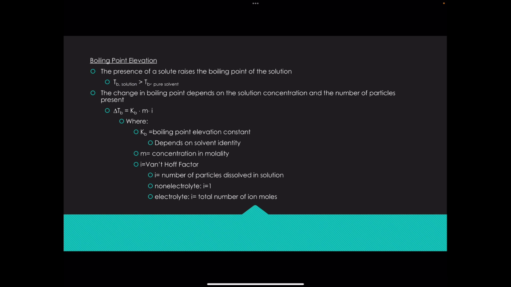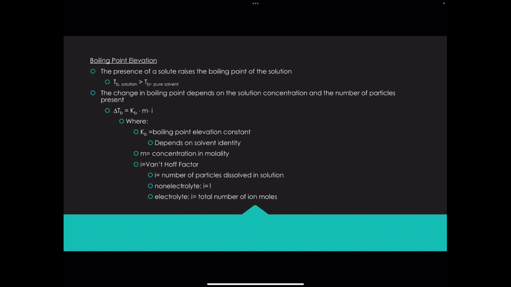Now, our next colligative property we've got is boiling point elevation. So this indicates that the presence of a solute raises the boiling point of a solution. So that means that the boiling point of a solution will always be higher than that of the pure solvent. So if I've got water, water boils at 100 degrees Celsius. If I add sodium chloride or I add some sugar to that water, the boiling point will rise. Now, how much it rises depends on the solution concentration and the number of particles present.